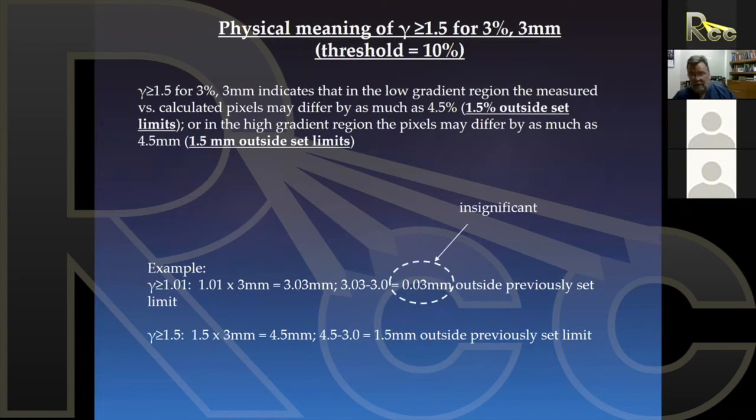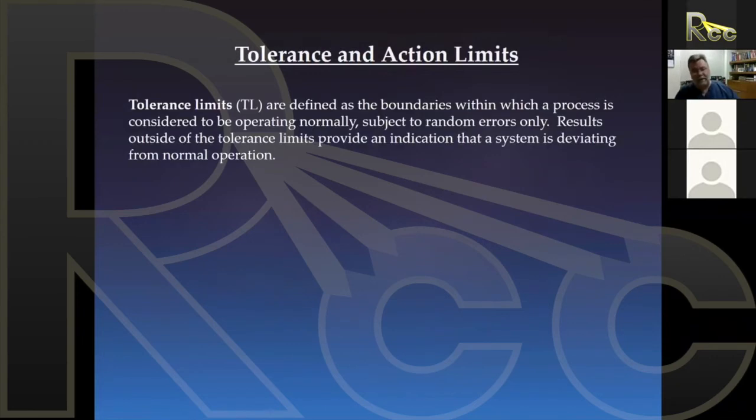Nobody's going to fail a plan for 0.03 millimeters. This is insignificant, but we may fail a plan for 1.5 millimeters, depending on how close a critical structure is. So this allows us to look at not only whether we are failing, but by how much we are failing. It may not be enough to just look at gamma failing. How much is it failing by? What is our gamma value? Your software should give you this. You also want to evaluate the number of pixels of value that are failing at this level. Depending on how many were evaluated, if it's a very low percentage, it might not be significant. If you have a great deal of pixels failing, this may give you additional information about whether or not to treat this patient. So tolerance and action limits, they've helped us a great deal with this.